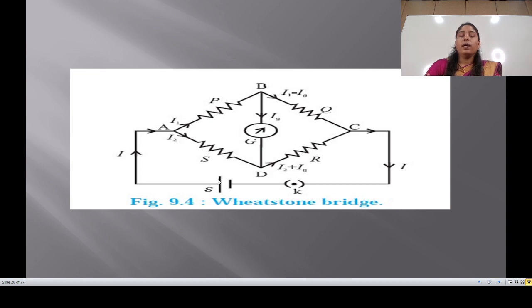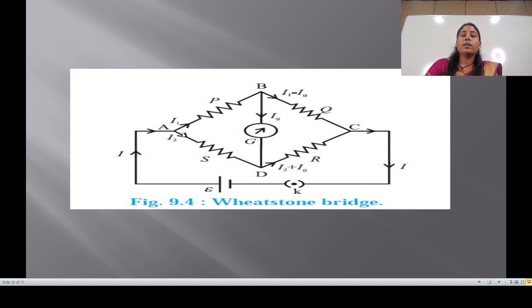The EMF and key are connected between points A and C. This is the working of the Wheatstone bridge. With points A, B, C, D forming a quadrilateral, resistance P is connected between points A and B, resistance Q between B and C, resistance R between C and D, and resistance S between D and A.